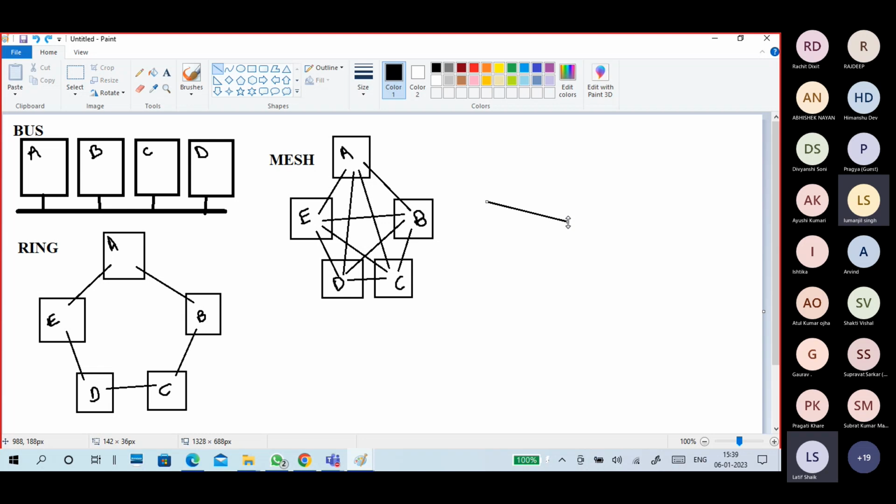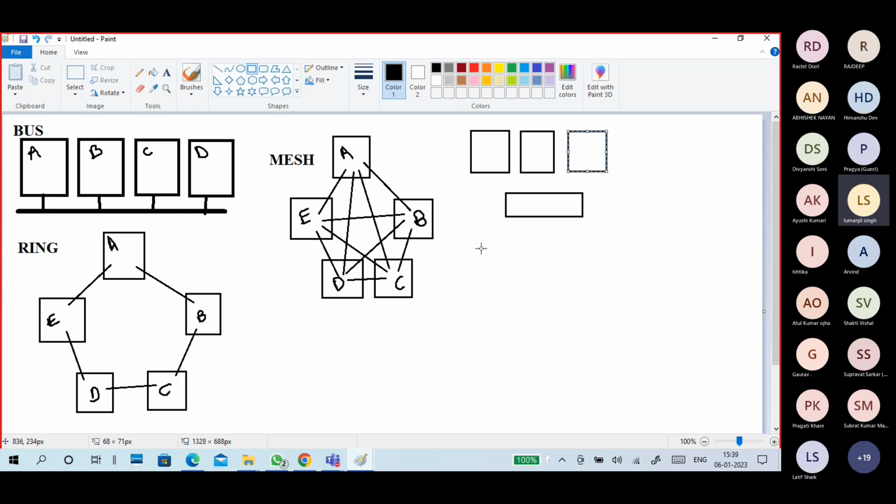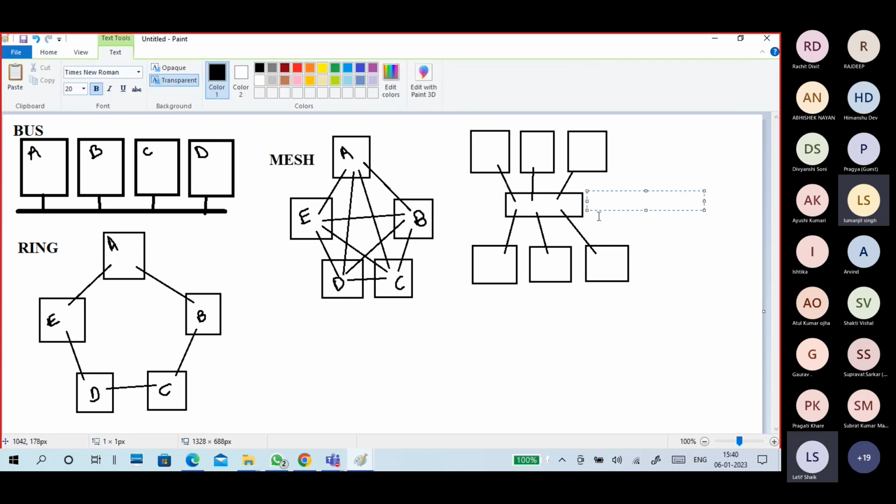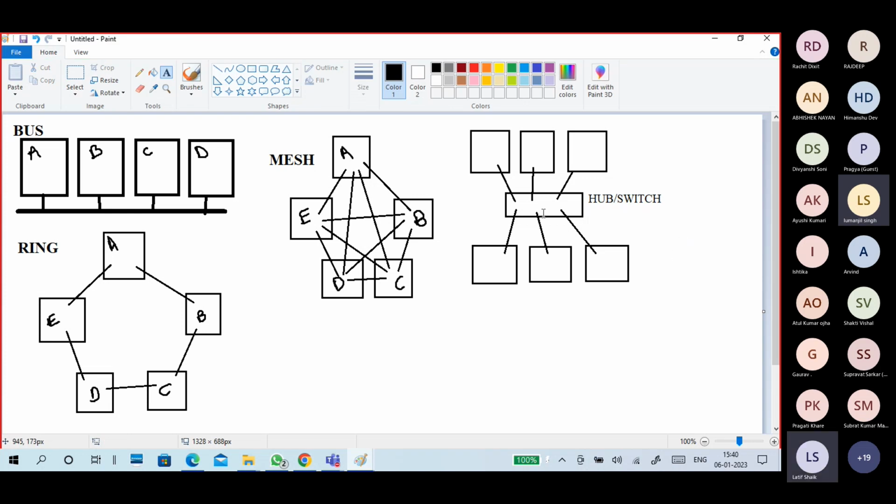So the next one is there, guys. This is a centralized device. Think of it like a switch, and there are other devices like this. Devices, meaning computers, are connected to a centralized device. The centralized device can be a hub or a switch.